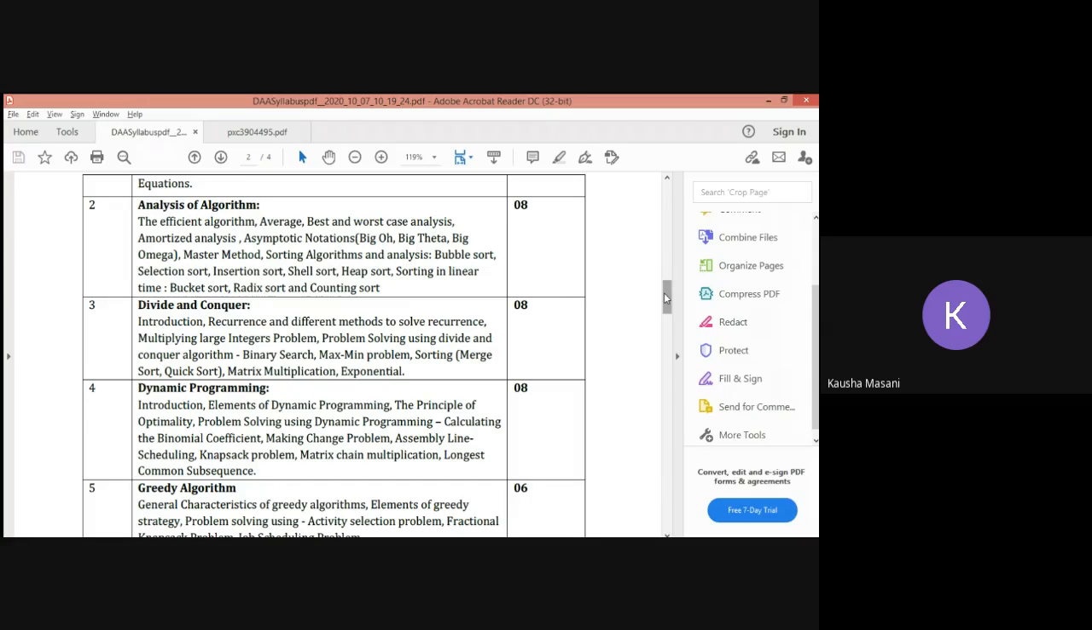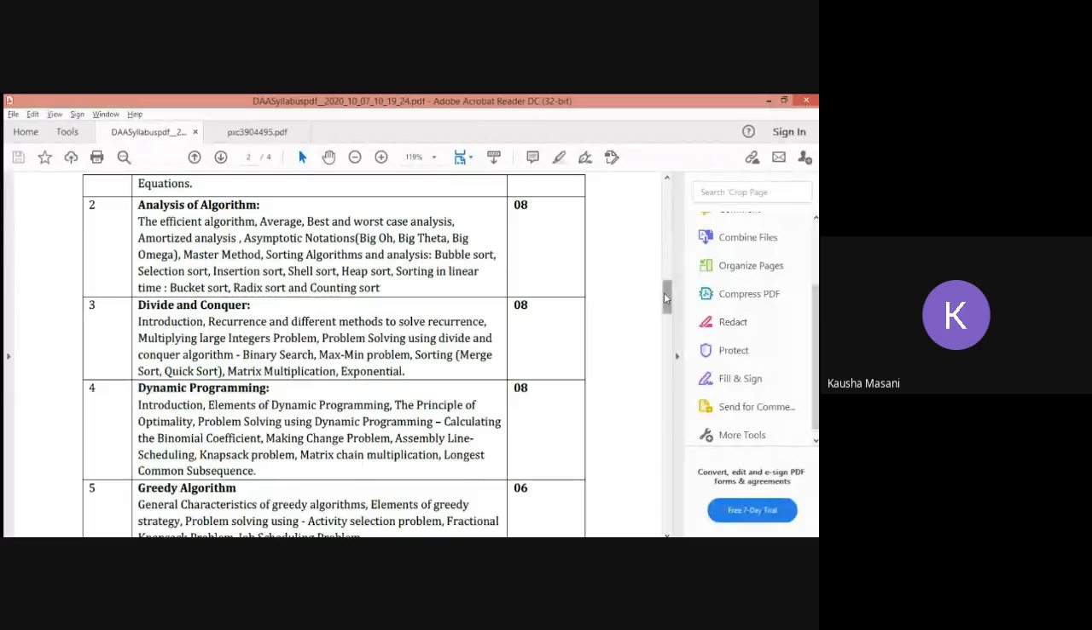You have amortized analysis and asymptotic notations. Asymptotic notations are nothing but big O, big theta, big omega. Your sorting techniques will be analyzed here, sorting algorithms and their analysis. If we are talking about bubble sort, what is the best case? What is the average case? What is the worst case? If we are talking about insertion sort or bucket sort or counting sort, everything we are going to discuss in the analysis part, so that you get used to how you are going to analyze an algorithm.